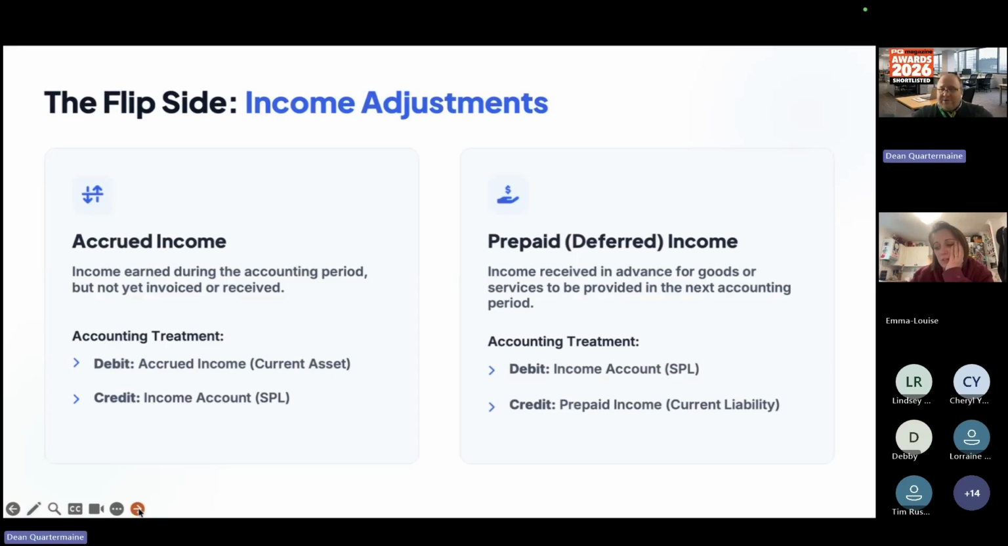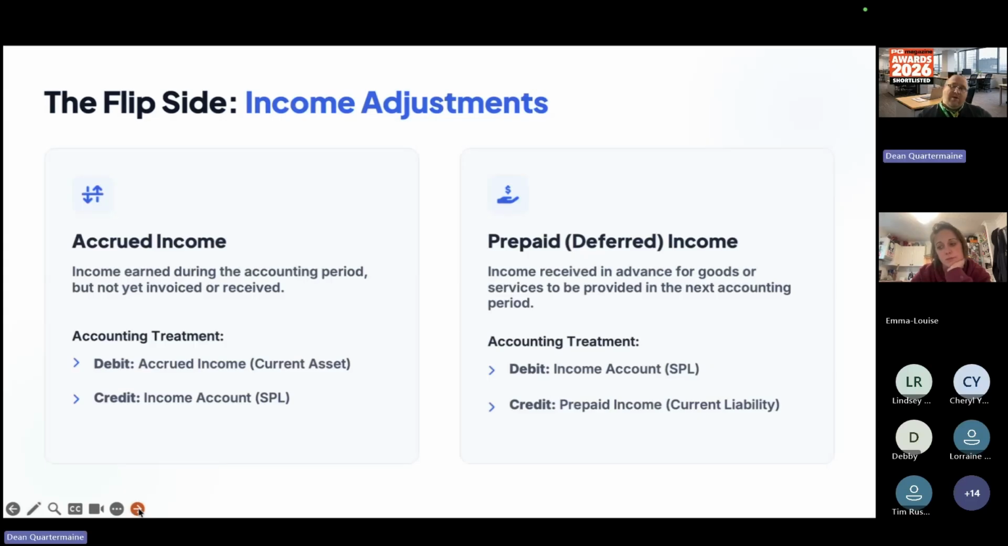So that's expenses. So accrued expenses and prepaid expenses. Now we have the flip side of expenses, which is income. So on the AAT FAPS exam, you also need to be aware of the concepts of accrued income and prepaid income. Now, prepaid income in the real world is sometimes known as deferred income. So accrued income, income that's earned during the accounting period, but it's not yet been invoiced or received.